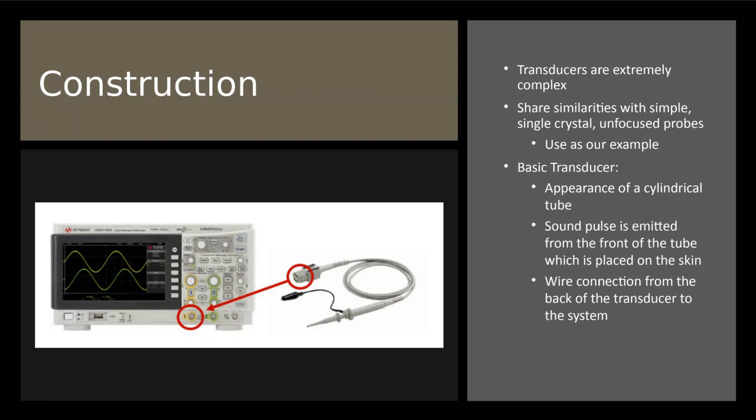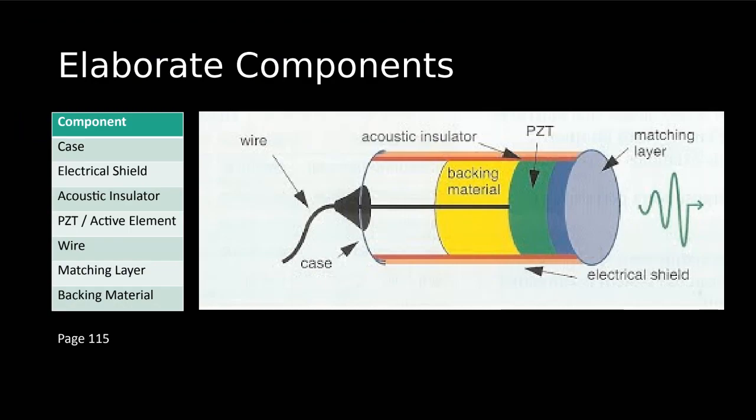So a basic transducer is going to have the appearance of a cylindrical tube. That's how the majority of our components and materials are layered in the transducer, in a cylindrical tube. The sound pulse is going to be emitted from the front of that tube, which is going to be placed on the skin of the patient. And then there's a wire connection from the back of the transducer to the system. So that's how we're connecting our sound source to our electrical source. So very basic with that.